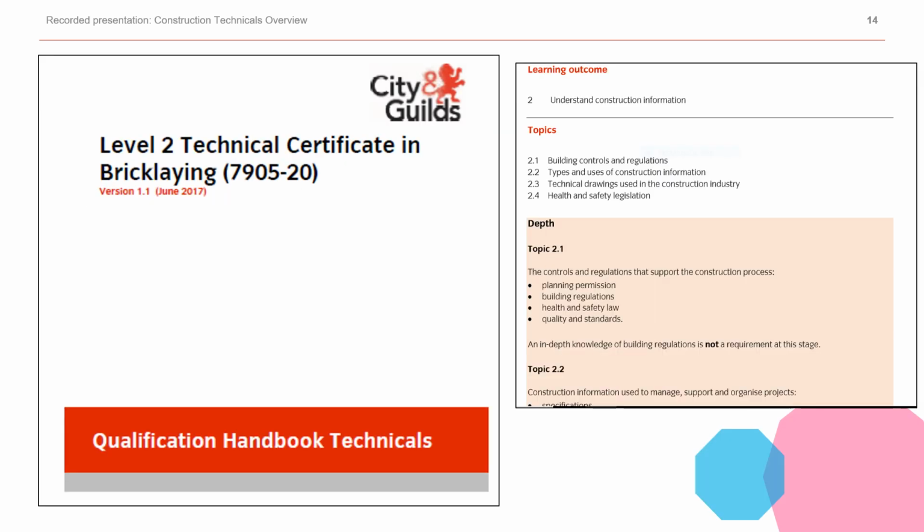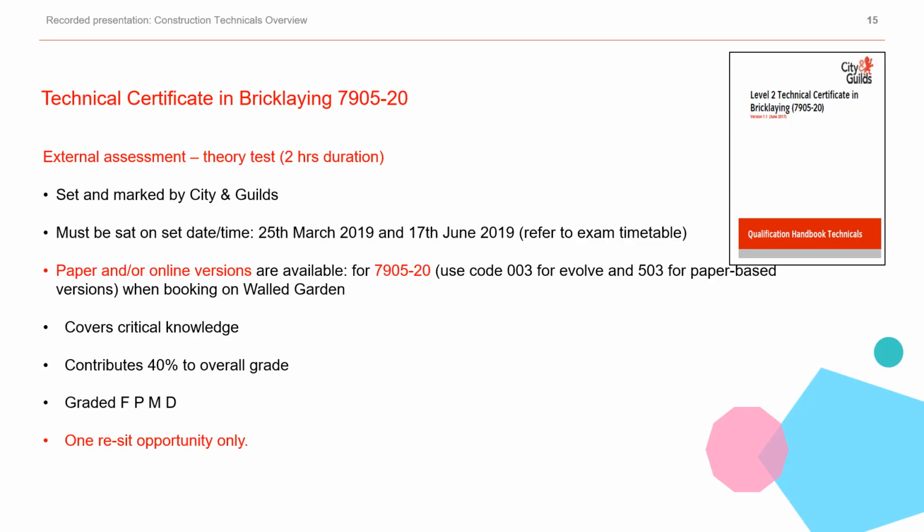So we mentioned earlier the bricklaying technical qualification, and this is just a sample. It's the handbook, and they are different to what you're used to. You have a learning outcome, you have topics, and then beneath each topic you have some more depth of what that topic actually involves.